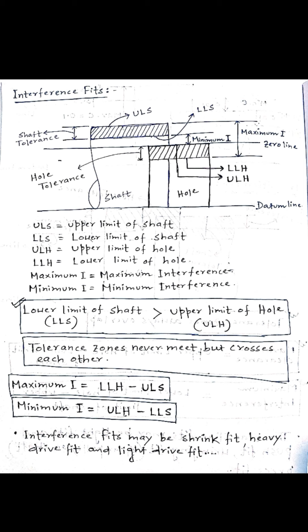Similarly, for the minimum interference, the formula is upper limit of hole minus the lower limit of shaft. But actually, the formula is the lower limit of shaft minus the upper limit of hole. From the diagram, it is clearly visible. And the interference fits may be the shrink fit, heavy drive fit, and the light drive fit.